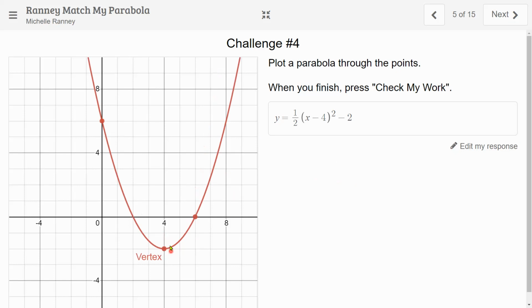So I'm focusing on how to move it to this point, which is moving it right 4, down 2. And then from my vertex, I'm going, okay, how far out am I going? 1 squared is 1, but I didn't go that high. Couldn't really tell here. 2 squared is 4, but I only went 2. I went half. Okay.